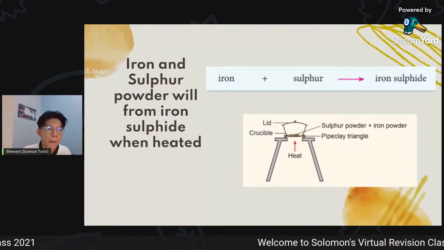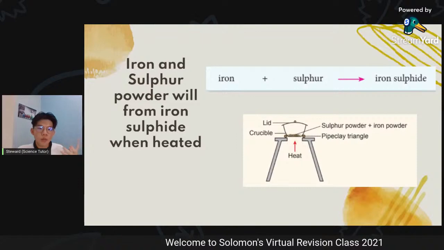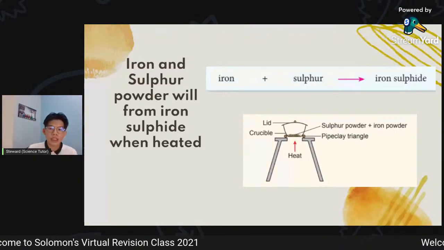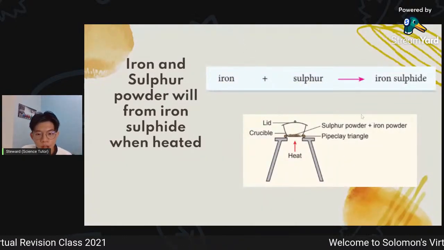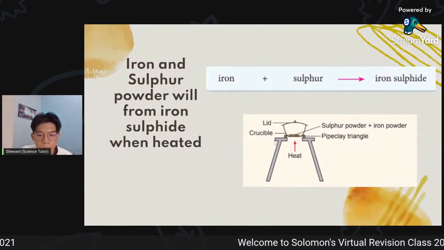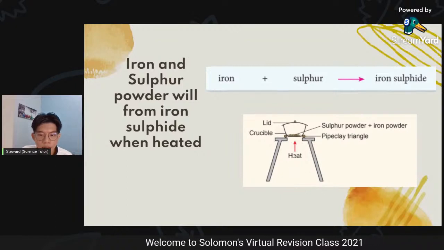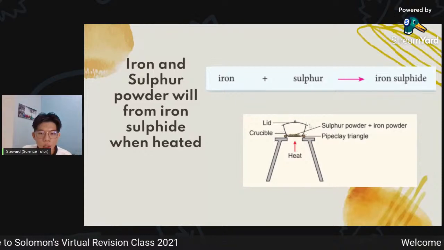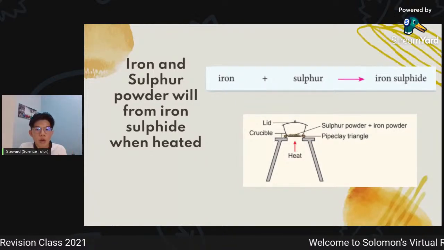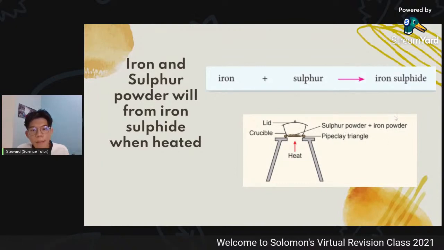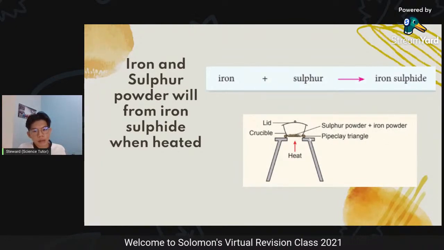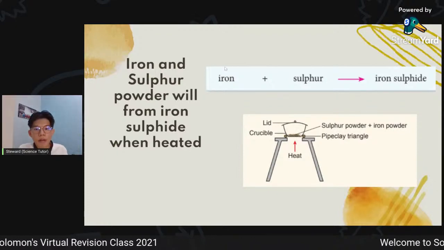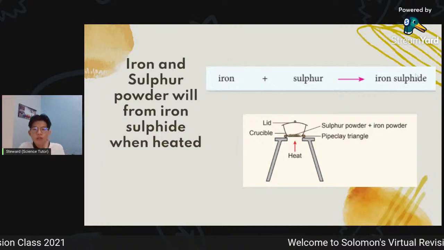Alright, so moving on, we got iron and sulfur powder. If we mix them together, when we burn them, this is how the procedure works. We actually use this tripod stand, and then we got a Bunsen burner here, and we got this crucible. It's like a mangkok, a white small mangkok where we actually burn the sulfur powder, tambah iron powder kat dalam ni. We got pipe clay triangle kat sini juga. Kita burn, kita akan dapat apa? Iron sulfide.